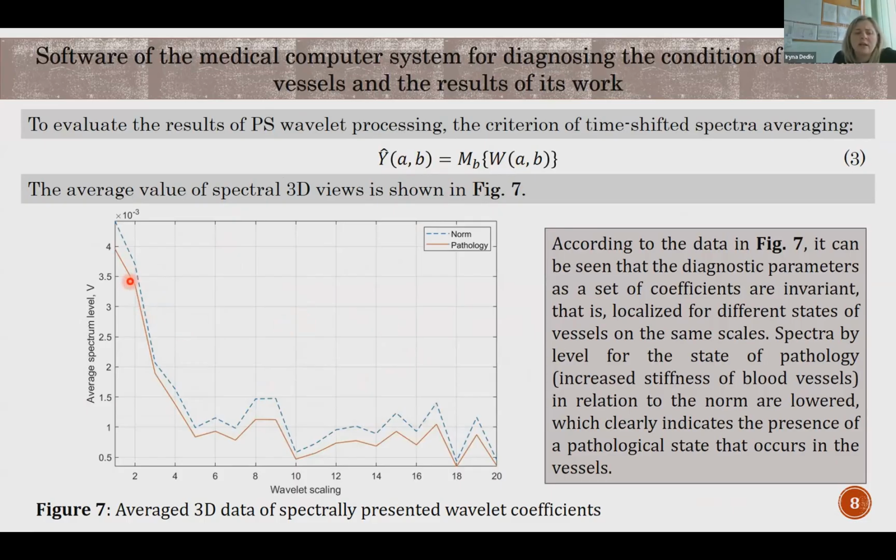According to the data in figure 7, it can be seen that the diagnostic parameters, as a set of coefficients, are invariant, that is, localized for different states of vessels on the same scales. Spectra by level for the state of pathology in relation to the norm are lowered, which clearly indicates the presence of a pathological state that occurs in the vessels.